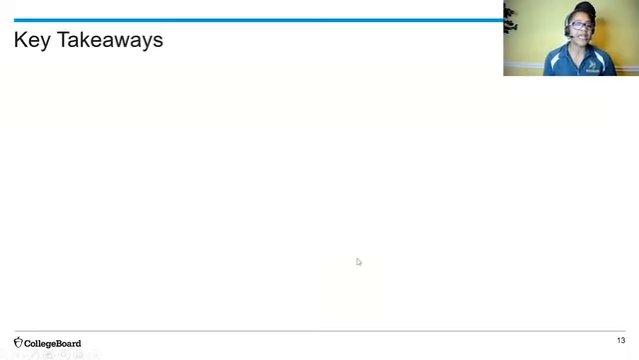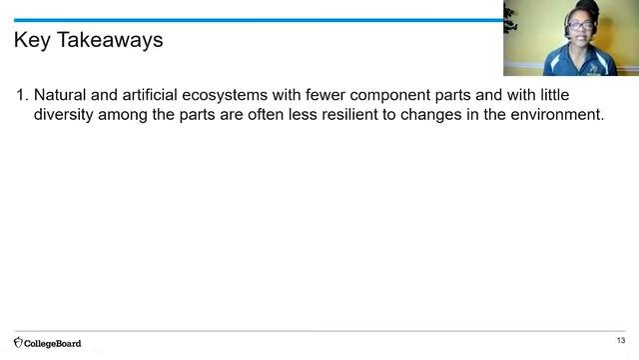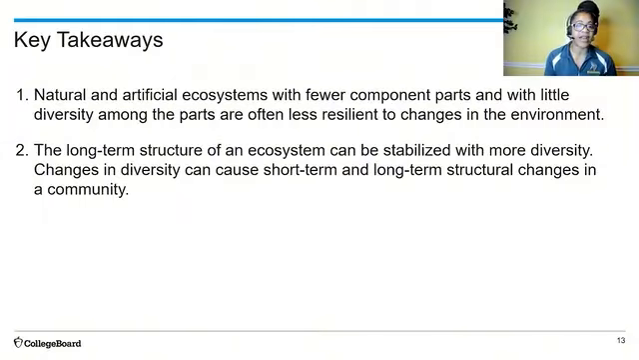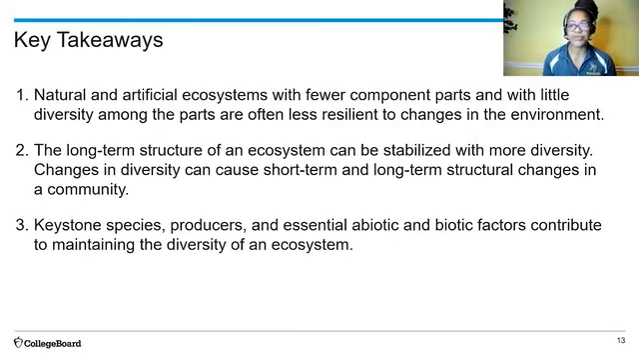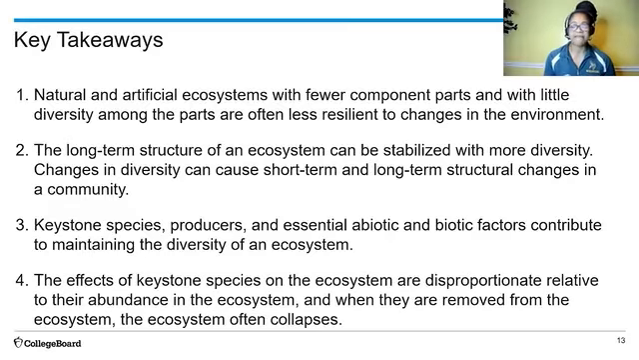So what should we take away? Key takeaways: natural or artificial ecosystems with fewer component parts are less resilient to changes in the environment, which makes them more fragile. Long-term structure of an ecosystem can be stabilized with more diversity. Keystone species, producers, and other abiotic and biotic factors contribute to maintaining diversity within the ecosystem. The effects of keystone species on the overall health and structure of the ecosystem are disproportionate to their relative abundance, but their removal has the potential to collapse an entire ecosystem.